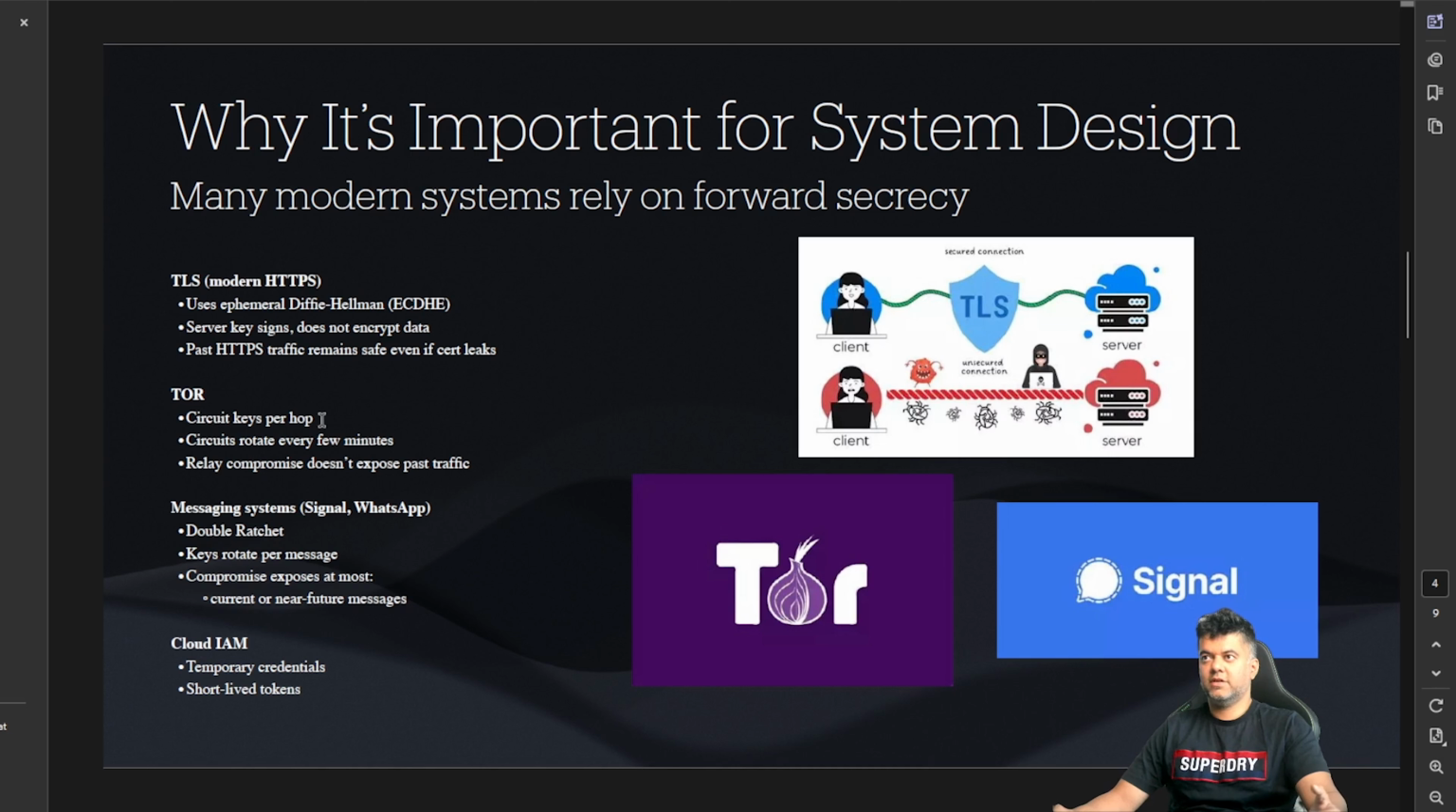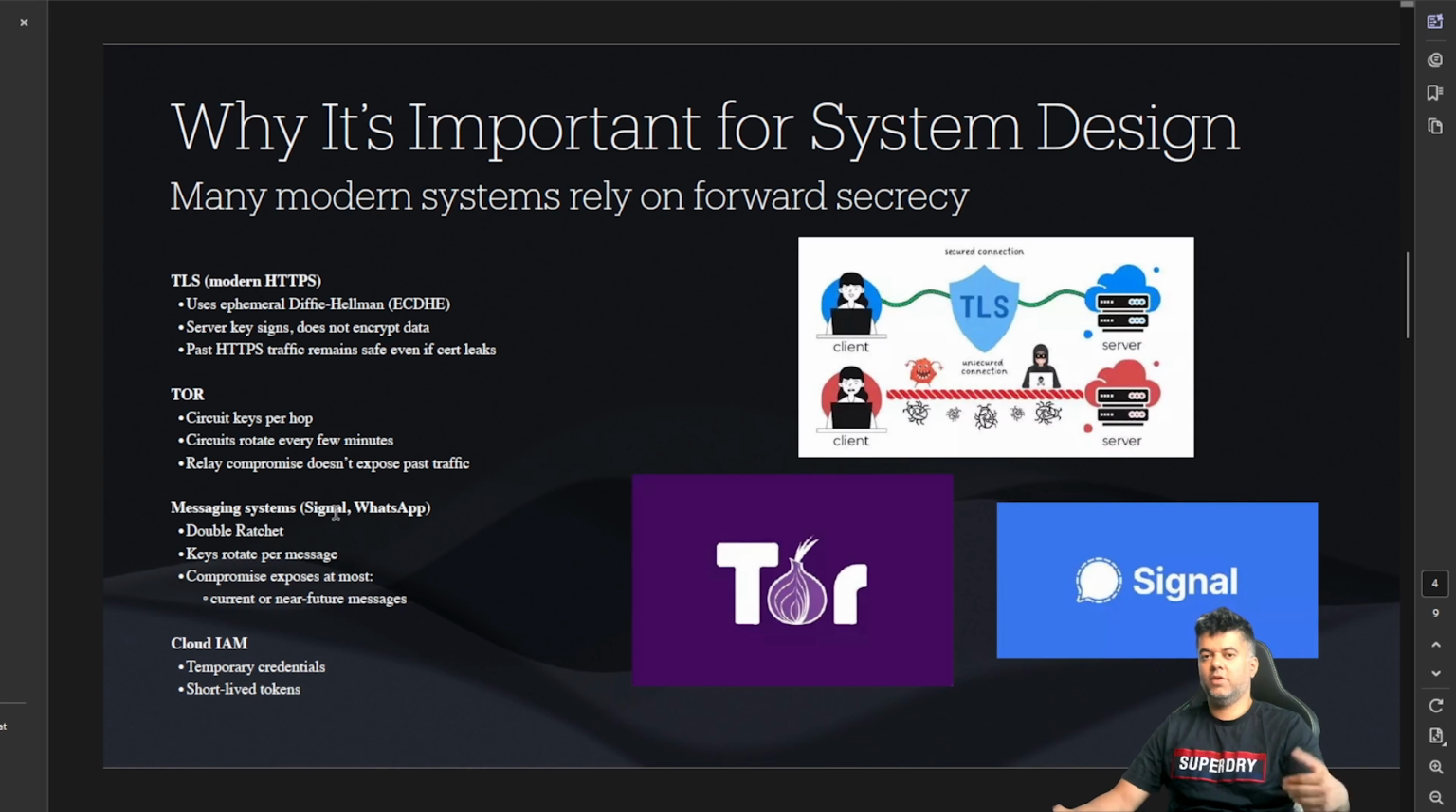Tor uses different circuit keys per different hop. And circuits rotate every few minutes, and relay compromise doesn't expose the past traffic. So relays, we learned about those nodes that forward the traffic from one node to another. That's called relaying the traffic. And if there's a compromise there, it doesn't expose the past traffic that has moved between these same nodes.